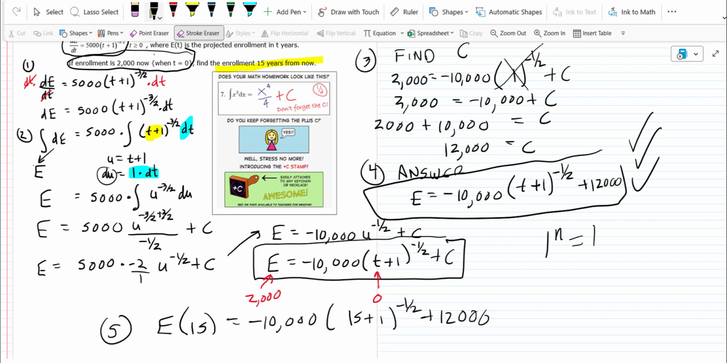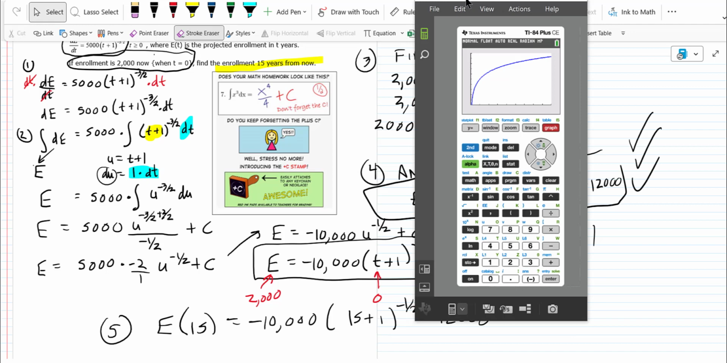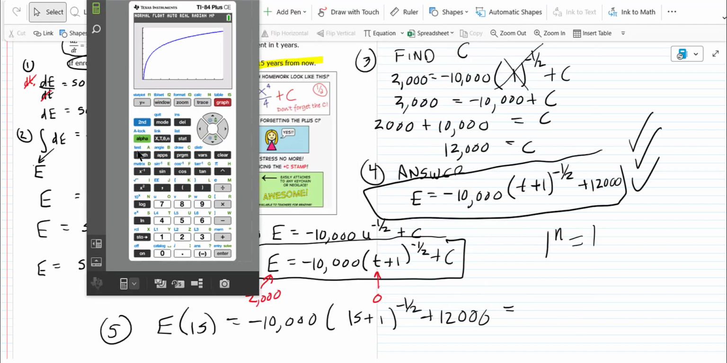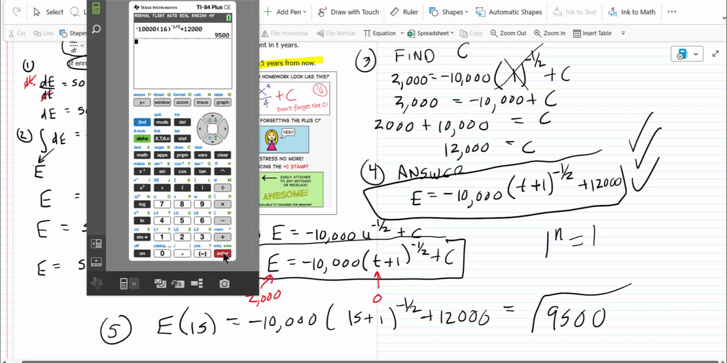This could be done by hand, but I'm just going to do this on the calculator. You can type this all in pretty much in one step, and then you would get what this new enrollment is. So I'll just put this in. Negative 10,000 times parentheses, and that'll end up being 16 raised to the negative 1/2. I'm not going to change that to a positive exponent. Then plus 12,000. And there's our answer. Our enrollment would be 9,500.